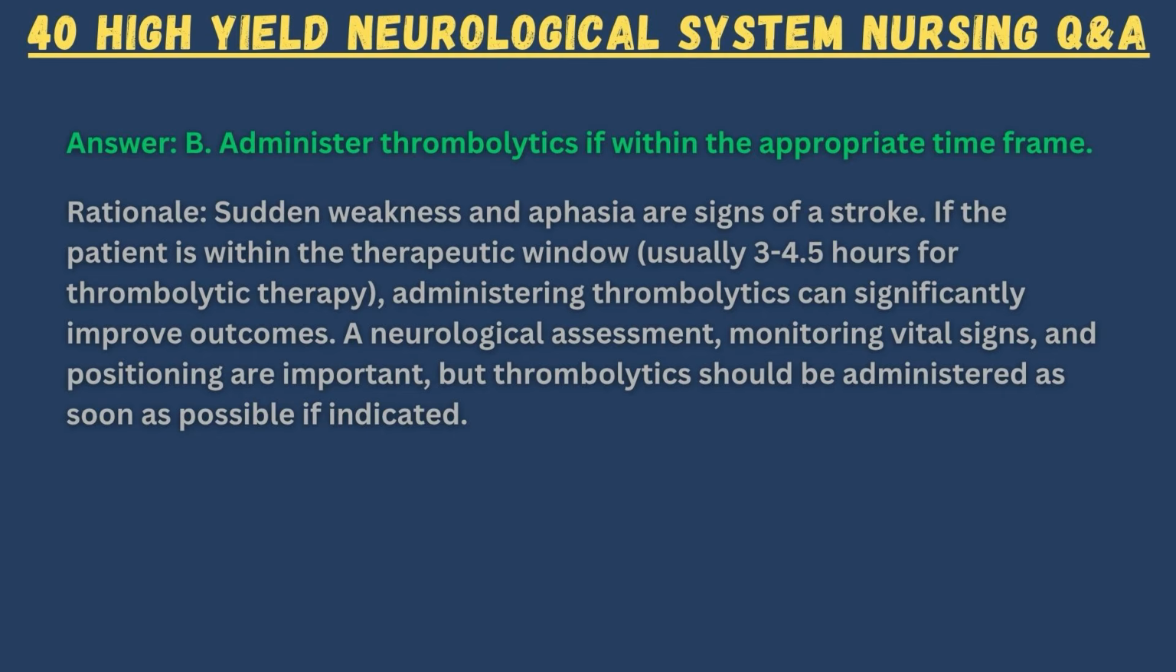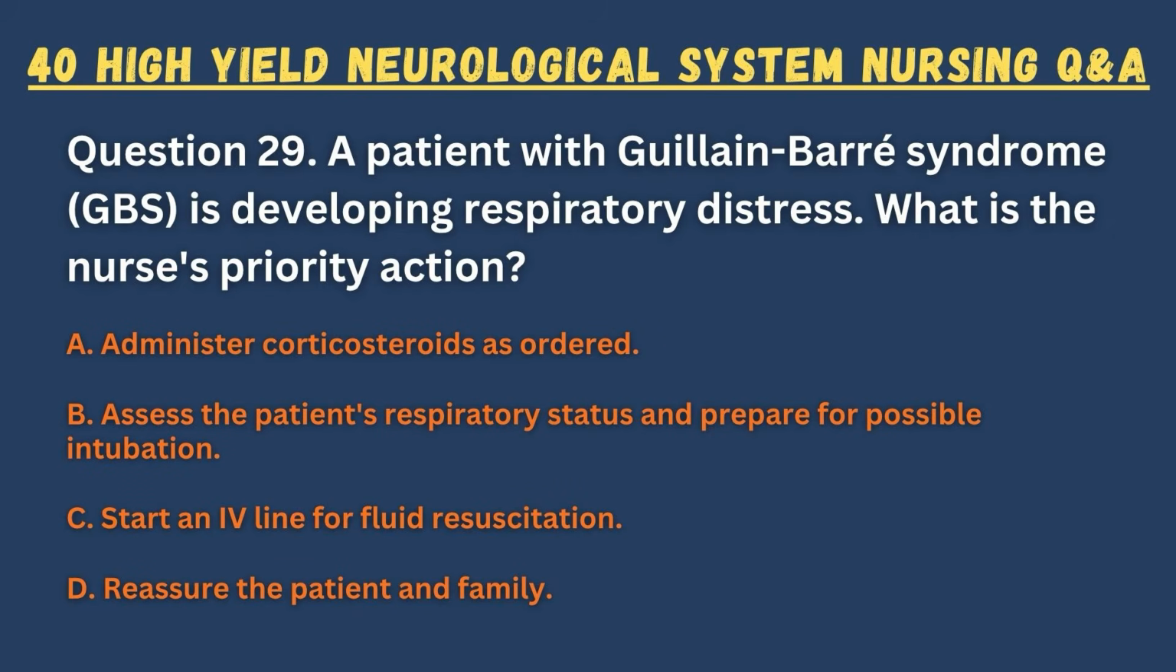Rationale: sudden weakness and aphasia are signs of a stroke. If the patient is within the therapeutic window, usually 3 to 4.5 hours for thrombolytic therapy, administering thrombolytics can significantly improve outcomes. A neurological assessment, monitoring vital signs, and positioning are important, but thrombolytics should be administered as soon as possible if indicated.